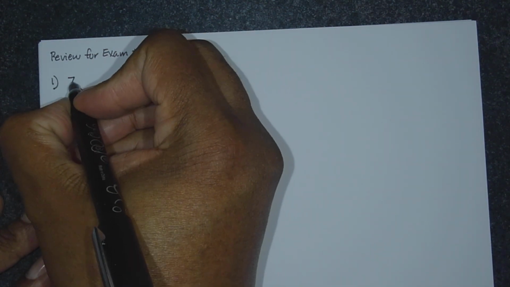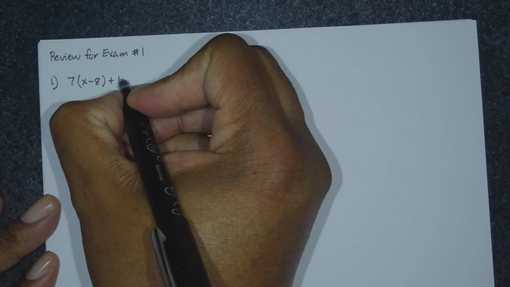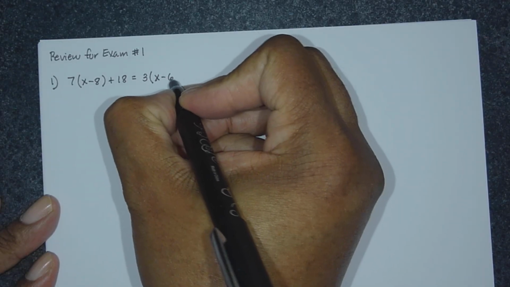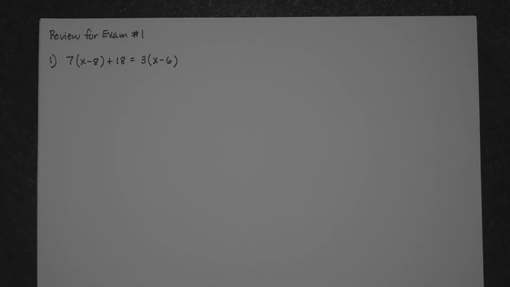In problem number 1, we've got 7 times the quantity x minus 8, plus 18, is equal to 3 times the quantity x minus 6. And here I want to solve this linear equation for the variable x.